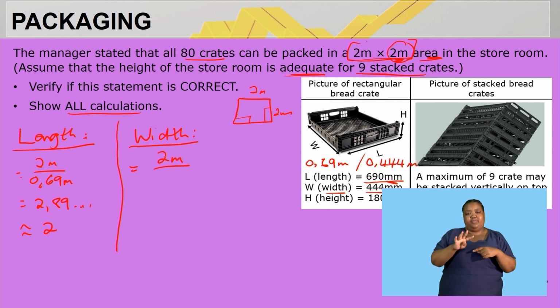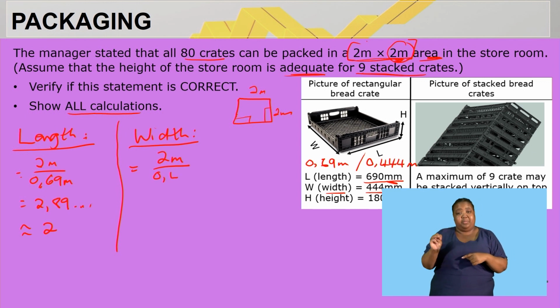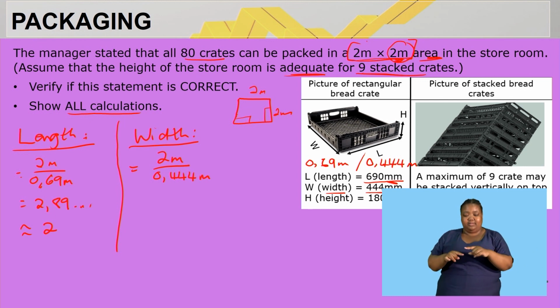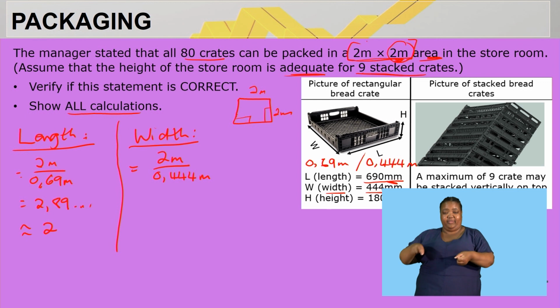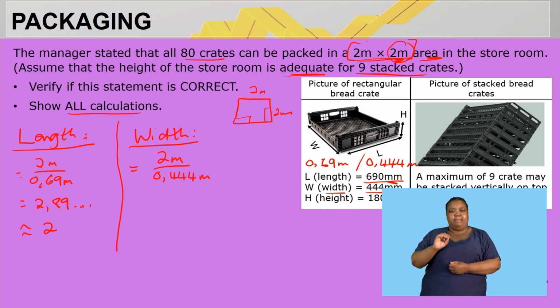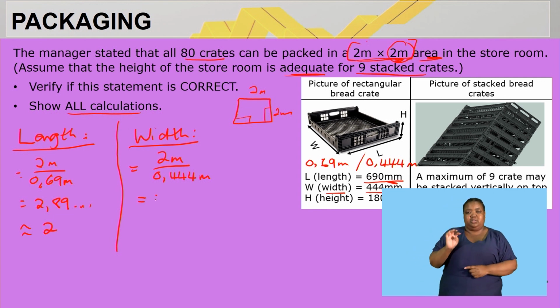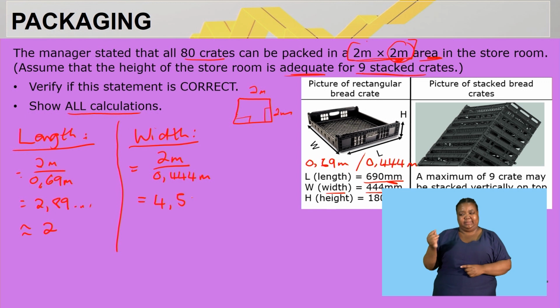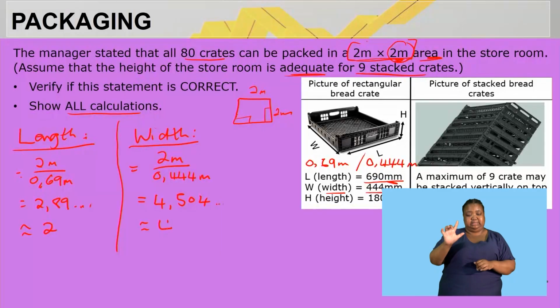That will give us 0.444 meters. Okay, are you still with me? So the width of the room divided by the width of the crate. So 2 divided by 0.444 equals. This will give us an answer of 4.504 followed by a few other numbers. Okay, so therefore, I'll round down again. This will then be equals to 4.